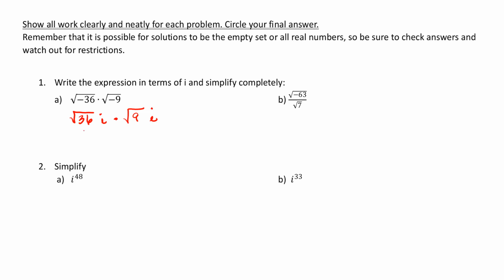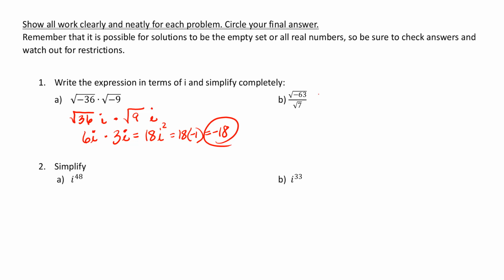We know the square root of 36 is 6, so that's 6i times the square root of 9, which is 3, 3i. 6 times 3 is 18. i times i is i squared. And since i is the square root of -1, i squared is -1. So that's 18 times -1, which is -18.